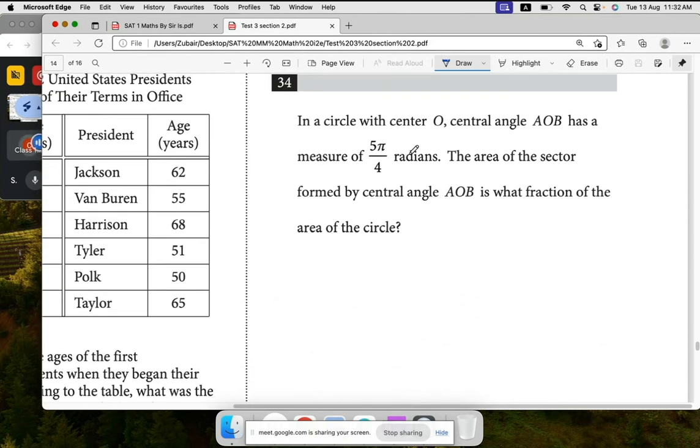In a circle with center O, central angle AOB measures this. The area of this sector formed by the central angle AOB is what fraction of the area of the circle? Try that.